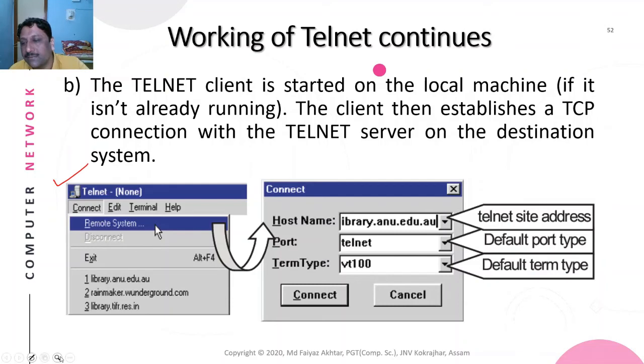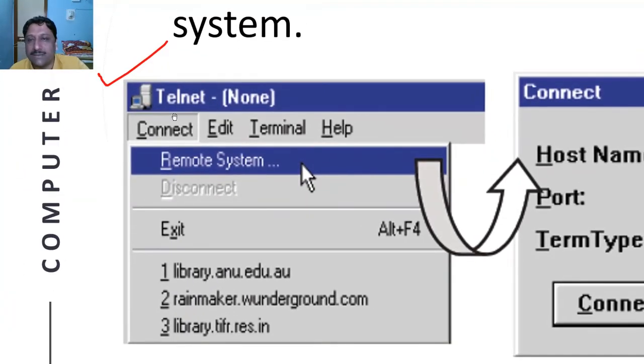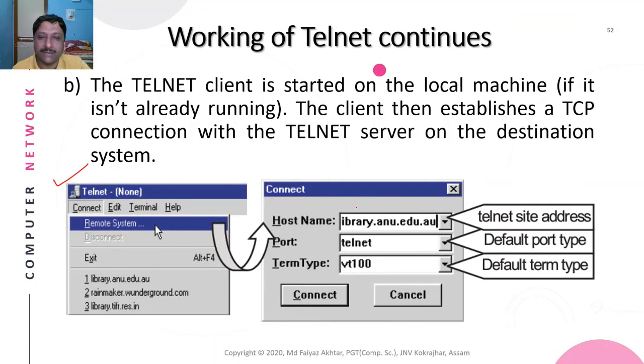Once we open TELNET, this window will open, and here we have to click on Connect, then Remote System. Then it will ask you for three different things: you have to type the host name, or you can type the IP address if the host name is not there, then the port number, and then the terminal type.